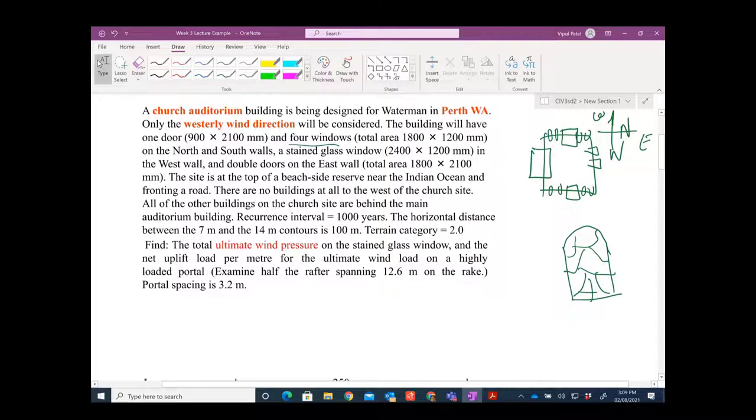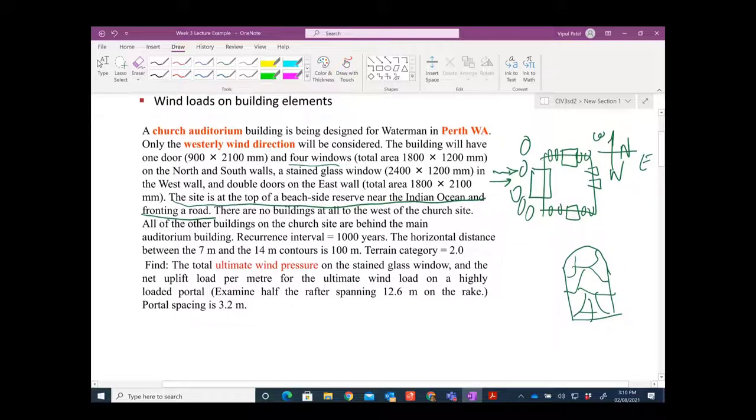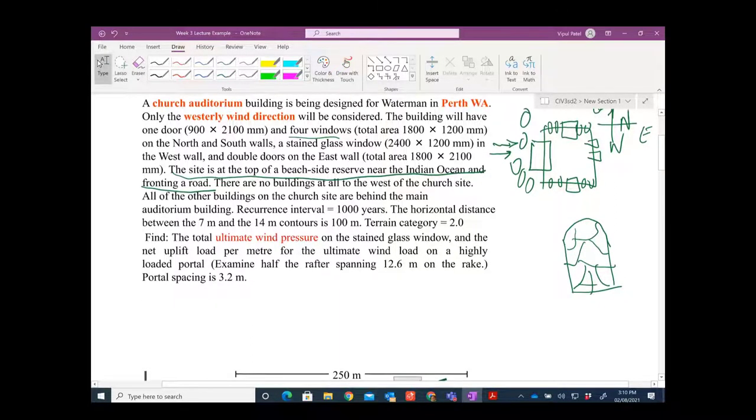The site is at the top of the beachside reserve near the Indian Ocean and fronting a road. That is useful information for us in this example, where the site is located. There are no buildings at all to the west of the church site. So when the wind is coming from the west, there are no buildings facing the church. All the other buildings on the church site are behind the main auditorium building.